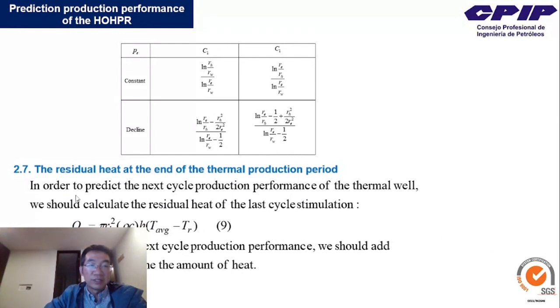2.7 The residual heat at the end of the thermal production period. In order to predict the next cycle production performance of the thermal well, we should calculate the residual heat of the last cycle stimulation. The formula 9 is this. When we predict the next cycle production performance, we should add the residual heat into the amount of the heat.